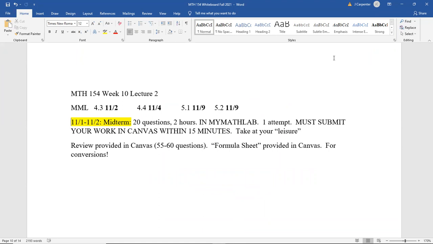So we know we have 4.3 and 4.4 due dates from the last lecture, November 2nd and November 4th, respectively. We will finish 5.1 and 5.2 today, so those will both be due on November 9th. I've been very nice and kept quizzes and discussion boards and Excel files kind of off of the docket right now with our midterm coming up. Not all teachers are so nice.